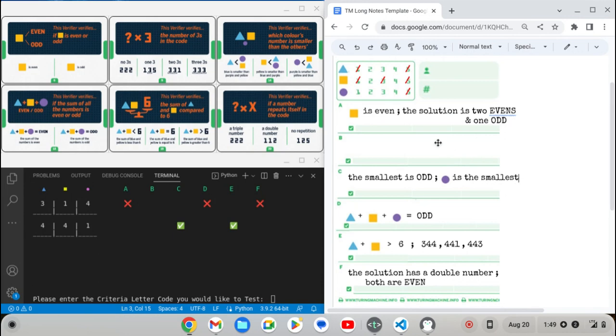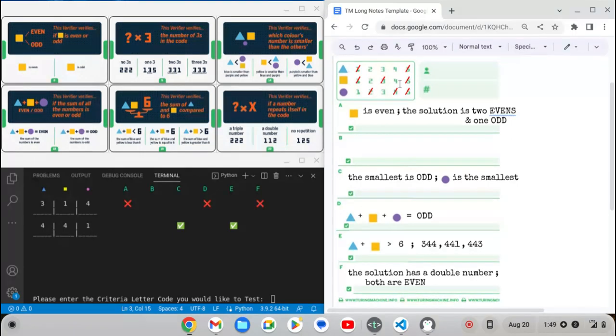Okay, and since circle is the smallest, we know it cannot be 4. It has to be odd. And I guess it can't be 2 as well. It has to be that odd. Okay, so that means that, yeah, we are looking at 4, 4. Is that right?